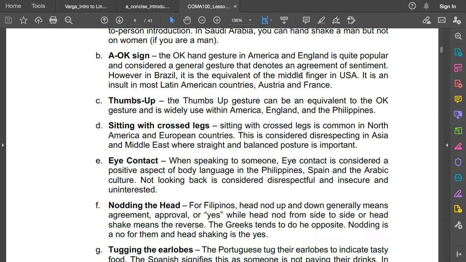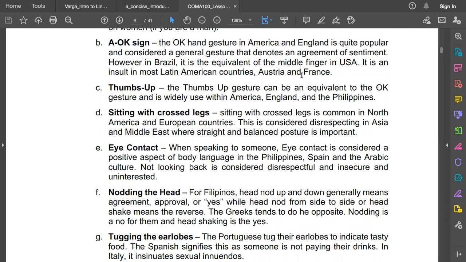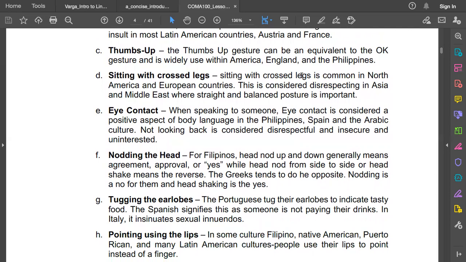Okay. The AOK sign. For Americans and English people, it's just giving approval or agreement, right? Agreeing to something. Meanwhile, in Brazil and other Latin American countries, and also France and Austria, it's the equivalent of the middle finger. So it's negative. Okay, thumbs up. There's no negative connotation mentioned; it's also a gesture of approval for Americans, English and Filipinos.